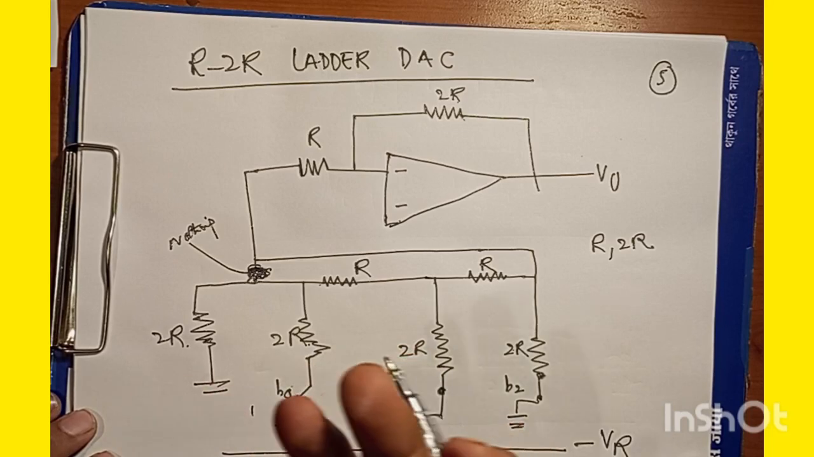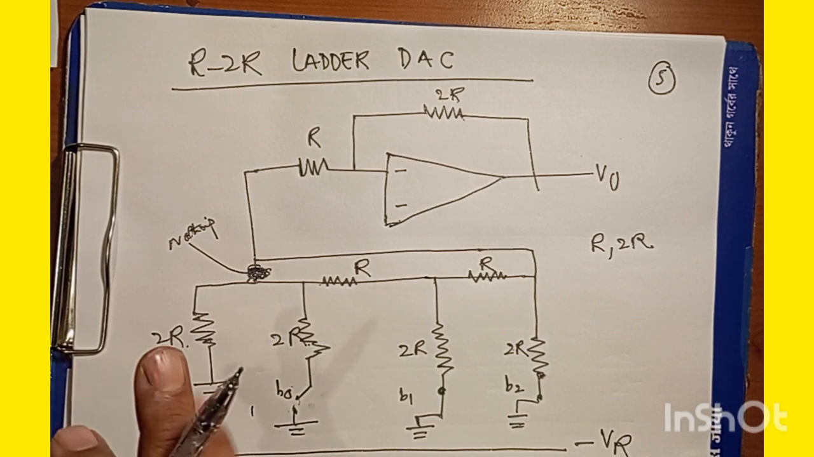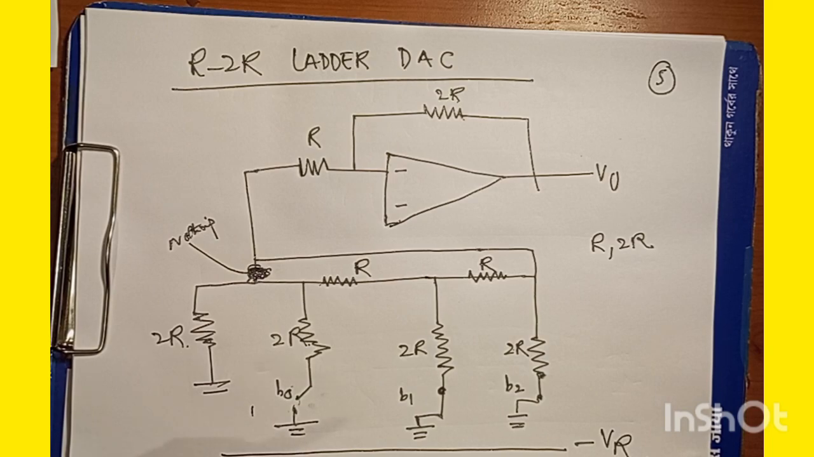So the rest you can do yourself. You can analyze those binary combinations, and you can develop the nodal equations, from which you can calculate the output of this R-2R ladder digital to analog converter.